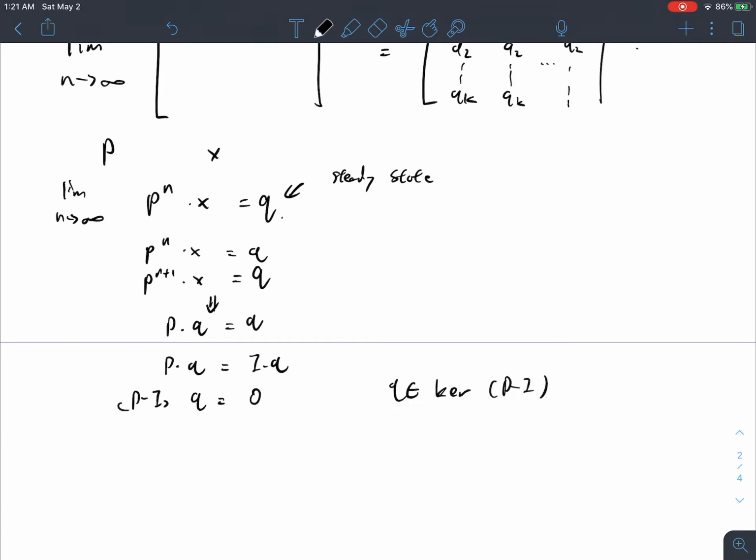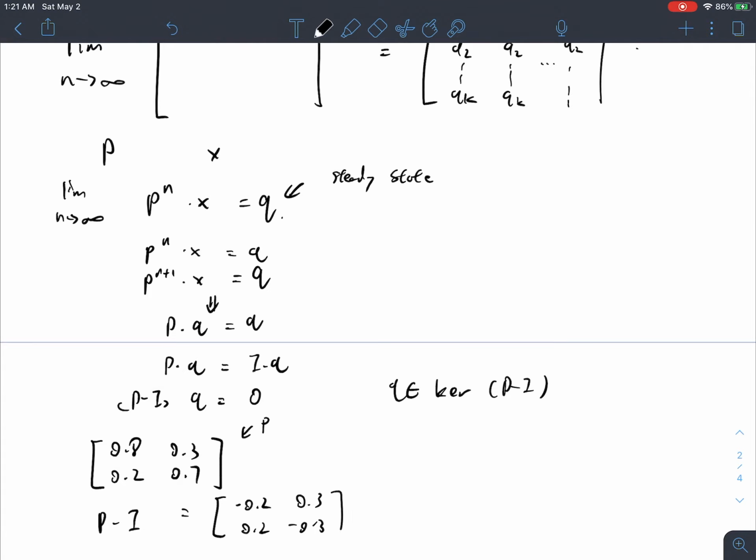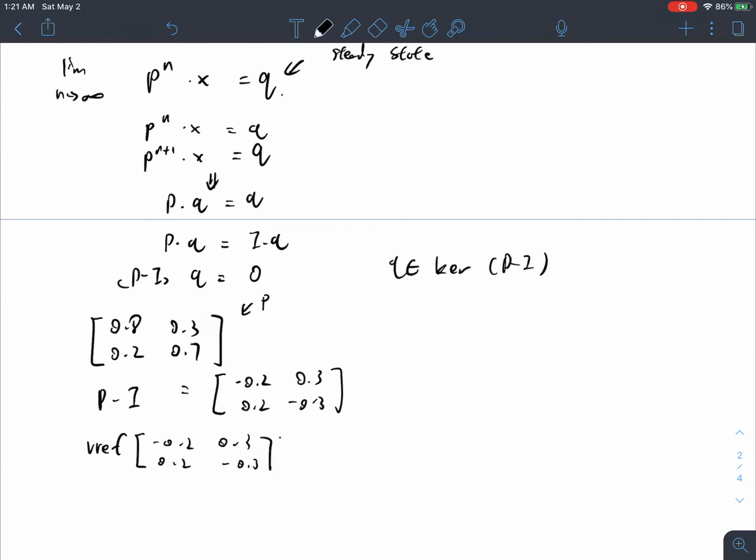Let's see if it actually works. Take the matrix from the rainy day, sunny day example. We have 0.8, 0.2, 0.3, and 0.7. We know that it's a regular transition matrix because all of the entries are positive. We call it P. P minus I will equal negative 0.2, 0.2, 0.3, and negative 0.3. We'll reduce it. We have 1, 0, negative 1.5, and 0. We know that the resulting steady state vector will be in the kernel of this matrix.